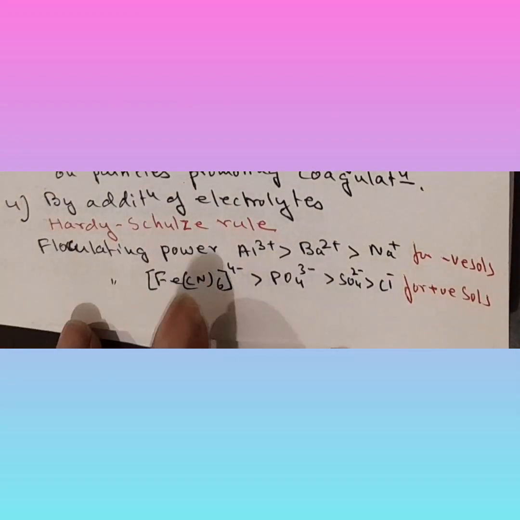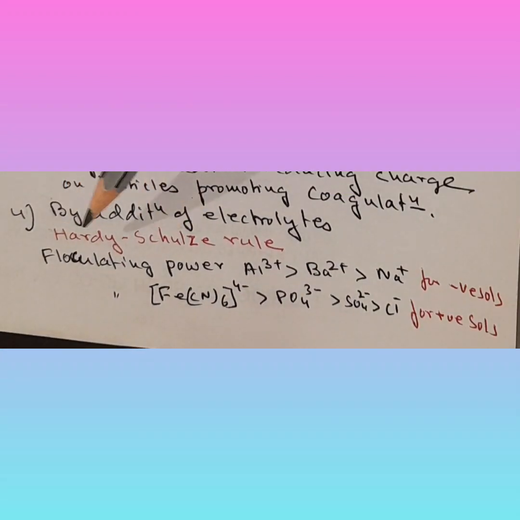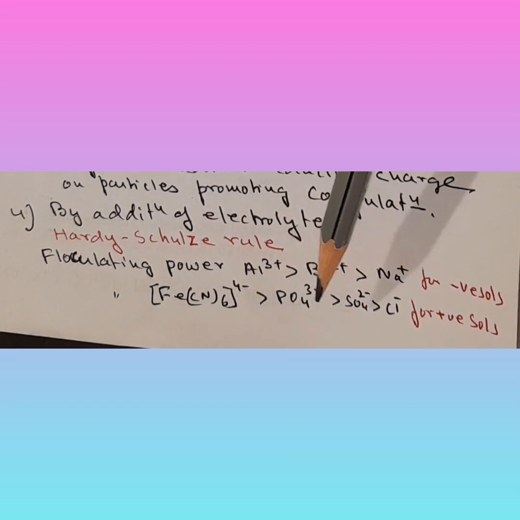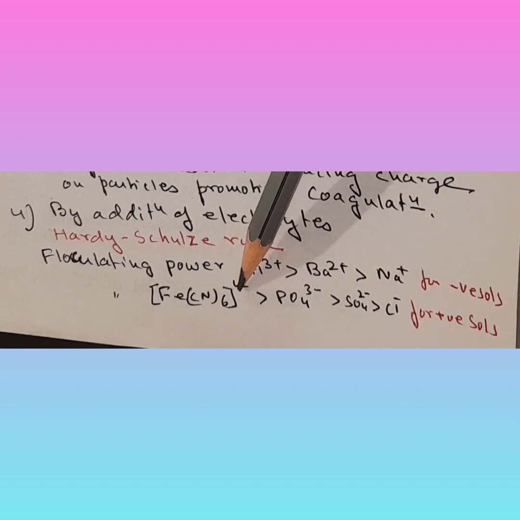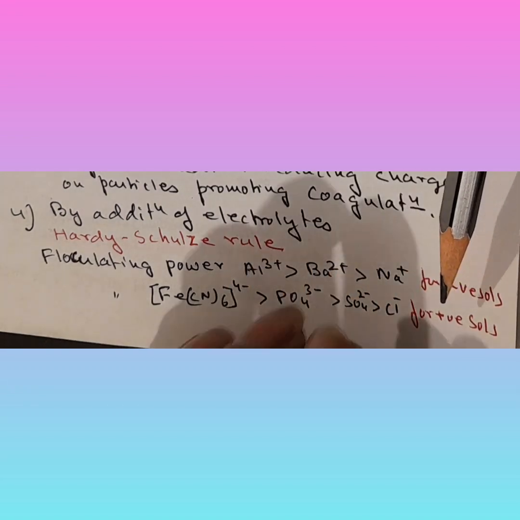Alright, now let's try and understand the Hardy-Schulze rule. It's by adding electrolytes. Flocculating power is coagulating power. The flocculating power of Al3+ is greater than Ba2+, greater than Na+ for negative sols. So what do you understand? Charge. Greater the charge, greater the flocculating power. Similarly in the case of anions also: [Fe(CN)6]4-, 3-, 2-, 1-. So this is the greatest for positive sols.